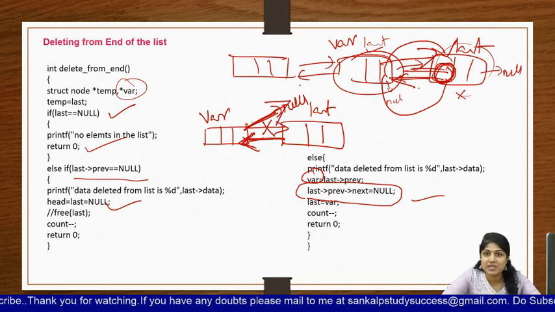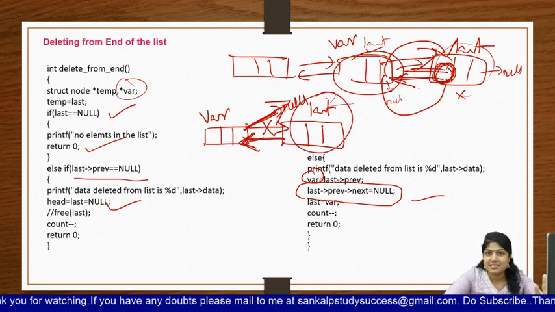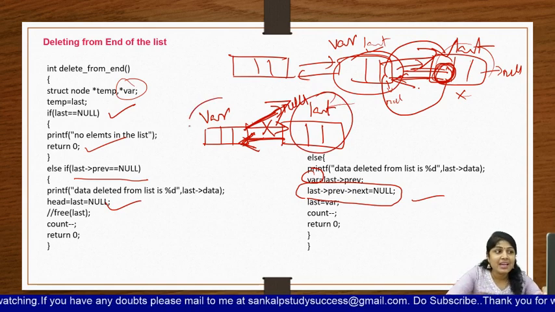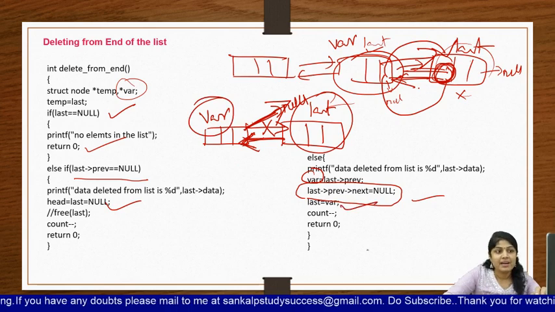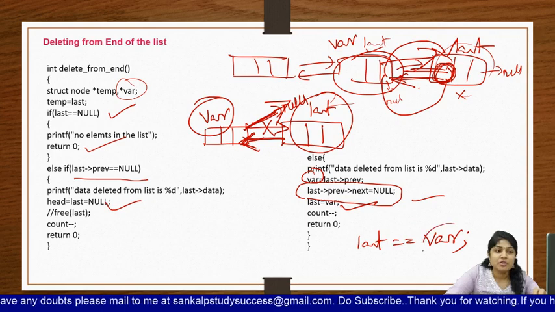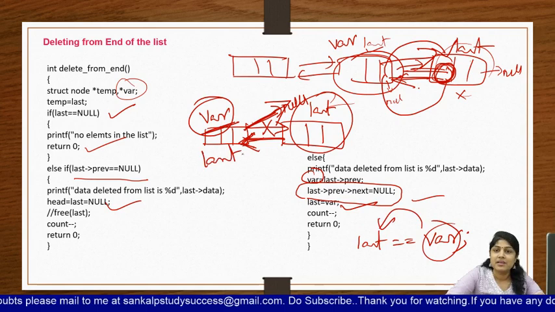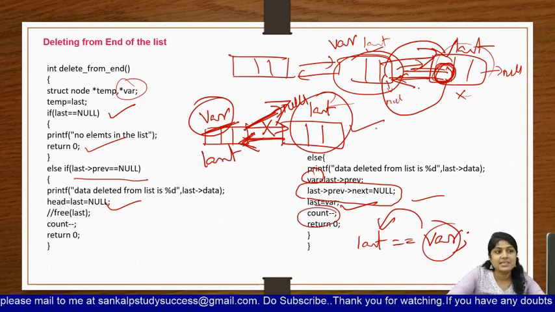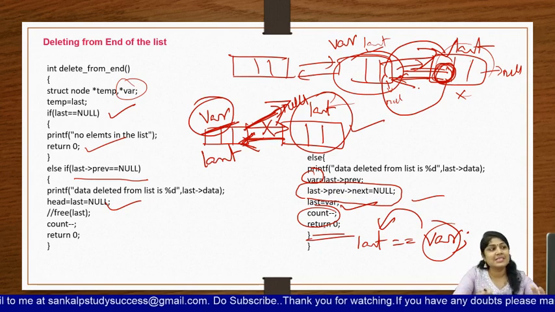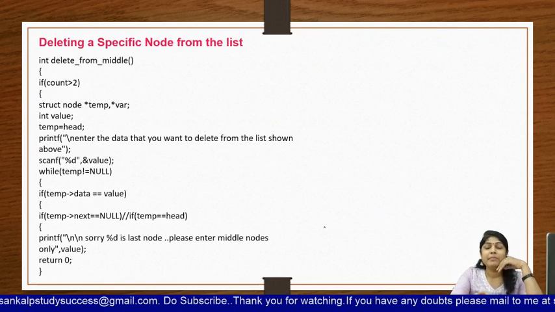Fine. That means the last node. Now what we have to do? We can delete this. Before deleting that, we have to assign that var is the last. So last equal to var. Where am I storing var? Now var becomes last, right? So automatically you can free this one and finally decrease the count. Okay? So this is nothing but delete at end of the list. And what about delete at middle of the position?